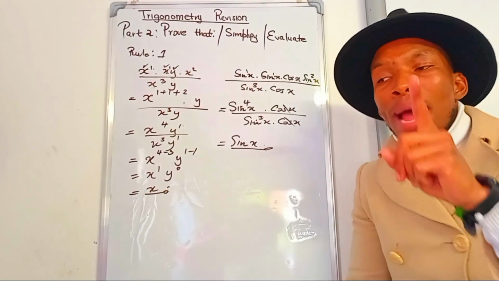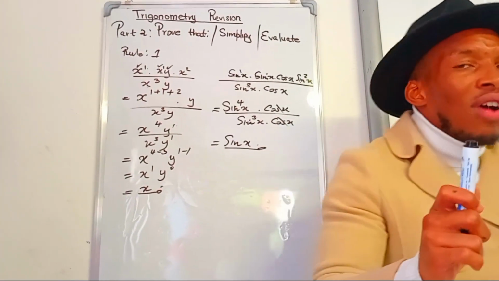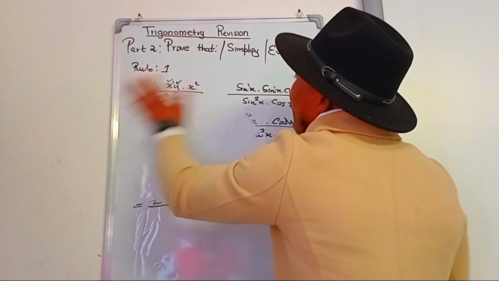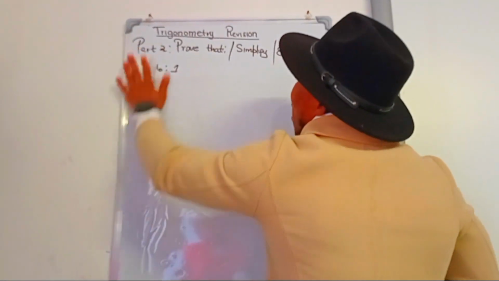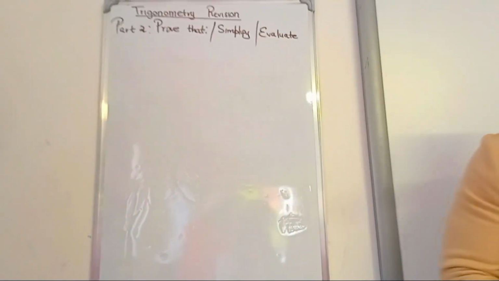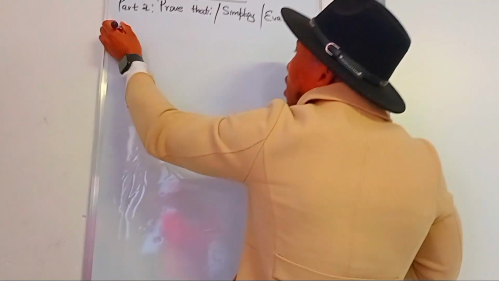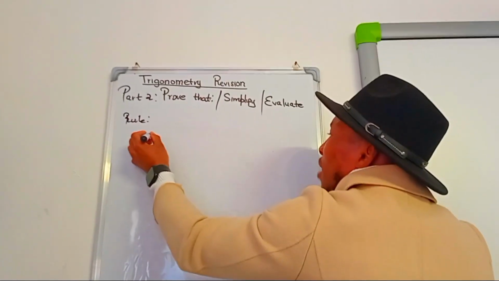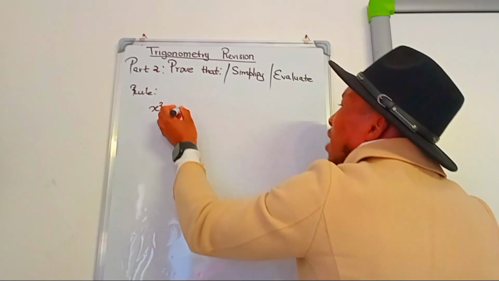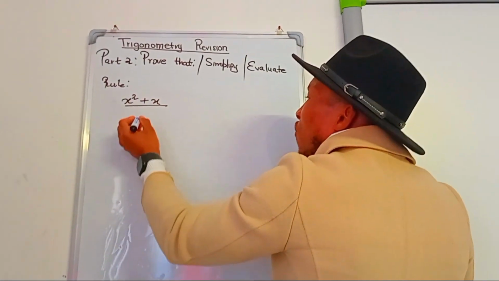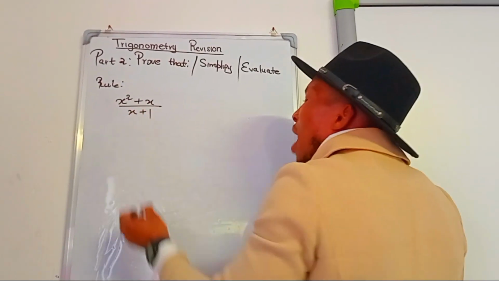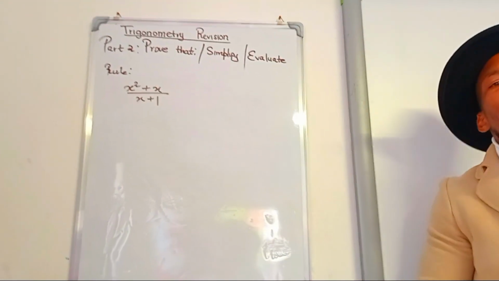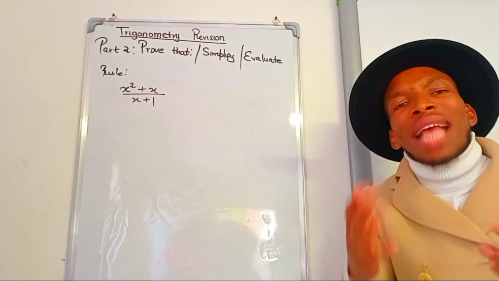Okay? Then rule number 2 is whereby we have the signs now between the terms. Rule 2 here is whereby we have the signs now with the terms. Like for example, let's start with grade 10's work. Okay? For example, they're going to say x squared plus x all over x plus 1. They are just saying simplify. You don't do manipulation here since you have a sign between the terms.